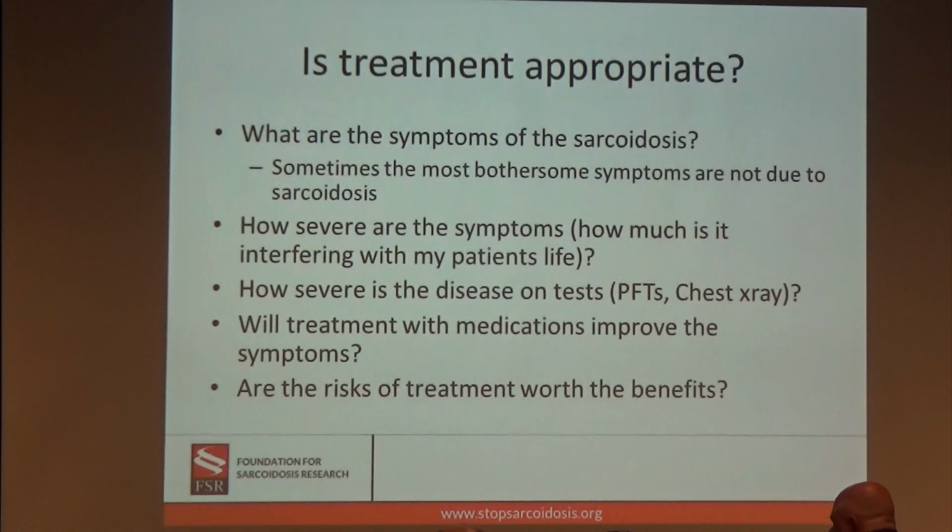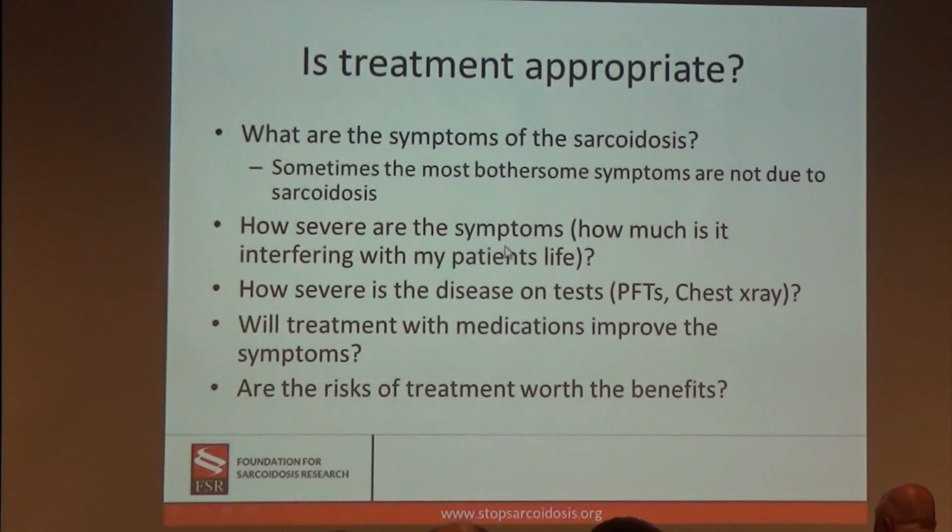And the example I always give my patients is heartburn. Just because you have sarcoidosis and you have heartburn doesn't mean heartburn is caused by your sarcoidosis. It's because heartburn is pretty common. So that's a very simplified example. So I ask myself, what are the symptoms that are caused directly by the sarcoidosis? How severe is it? So how much is it interfering with my patient's life? How bad do the tests look? And will giving treatment improve that symptom?